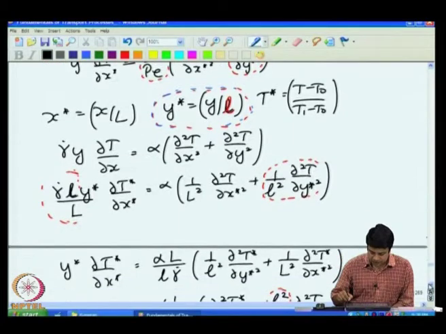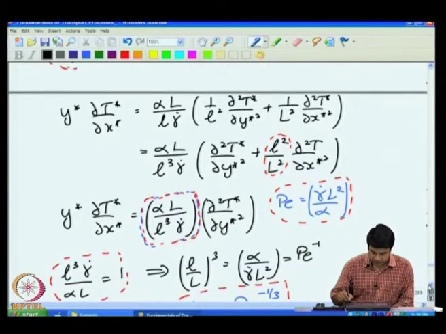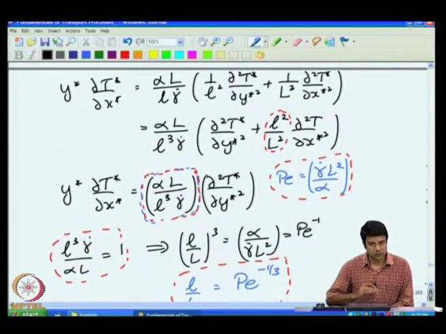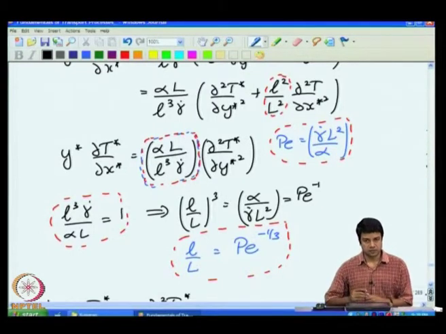So, we went through that scaling exercise, and we finally found out that for this particular case, where the velocity is 0 at the wall and it increases linearly from the wall, small l divided by capital L is equal to Peclet number power minus 1/3, where the Peclet number is based upon the thermal diffusivity and the length capital L. So, this scaling analysis gave us a penetration depth for the energy disturbance from the wall. However, that did not give us a solution to the problem.